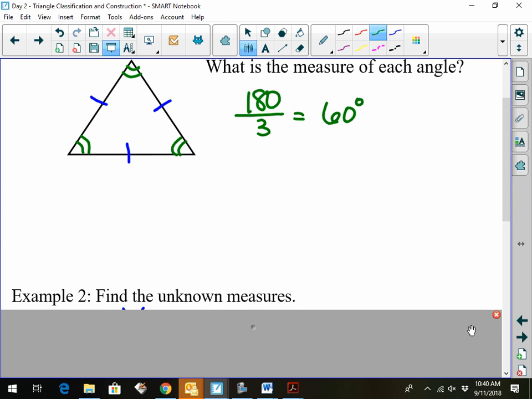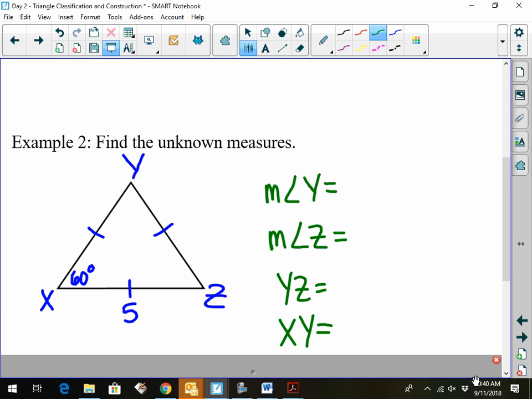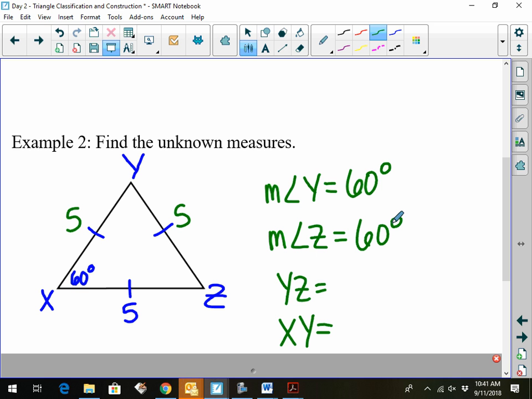Now here are a couple questions that we're going to go through quickly. So the first one here, if we're going to look for the unknown measurements, if we know that this side is 5, then we can say that the other two sides are also 5. If we know that this angle is 60 degrees, then we know that the other two angles are also going to be 60 degrees. So the measure of angle Y is 60 degrees, the measure of angle Z is 60 degrees, the length of segment YZ is 5, and the length of segment XY is also 5.